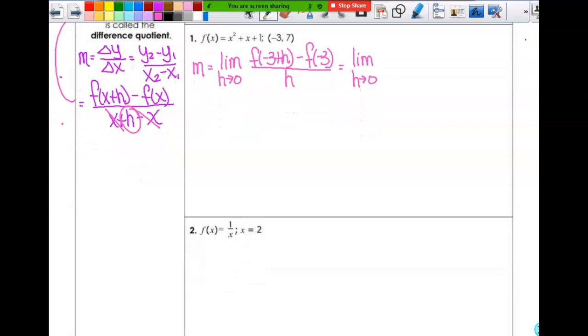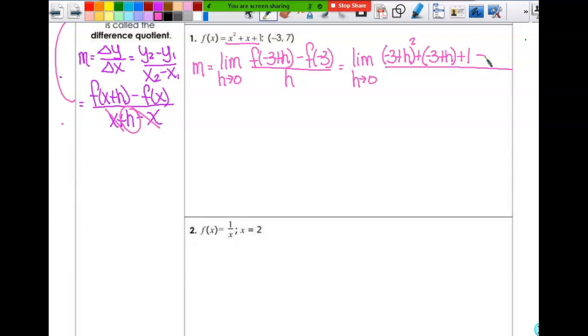So f of negative 3 plus h, I'm going to substitute it into here. This is going to give me negative 3 plus h squared plus negative 3 plus h plus 1. So all I did was evaluate that with this function right here. Minus f of negative 3.